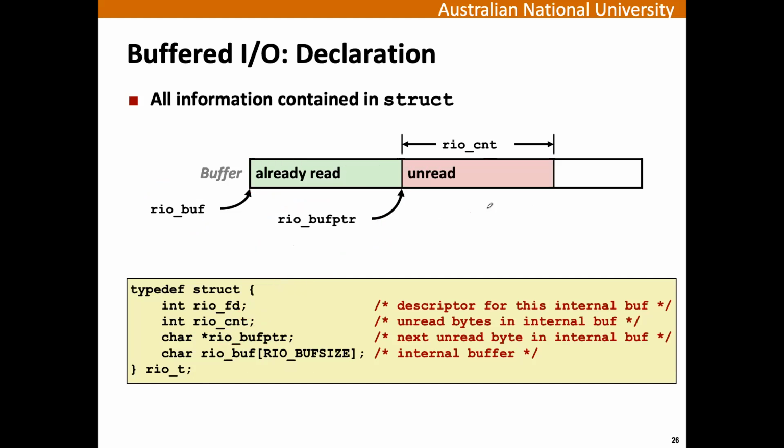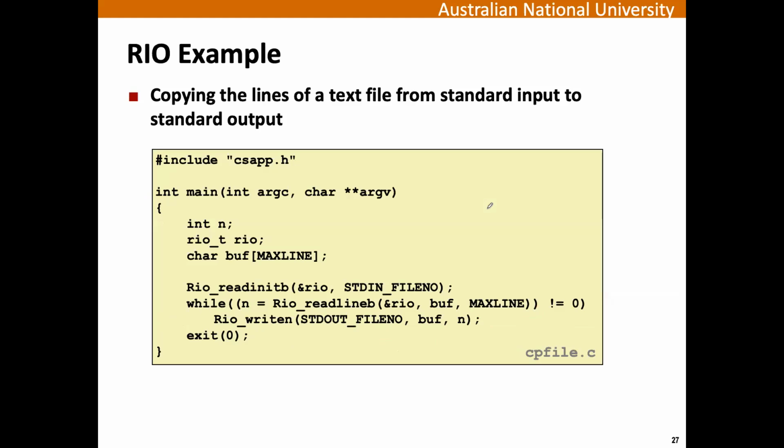So all the information is contained in a struct. And this is how you can use the package to copy the lines of a text file from standard input to standard output. So here you initialize, and then while you don't reach the end of file, read a line and write it to standard output. This is an example of how you can use the package.